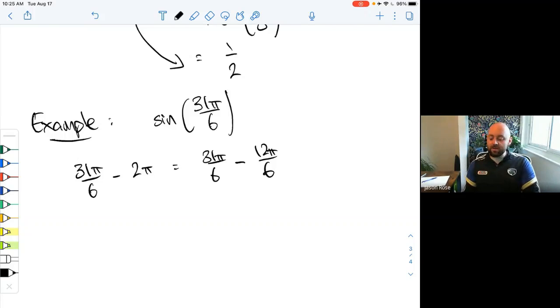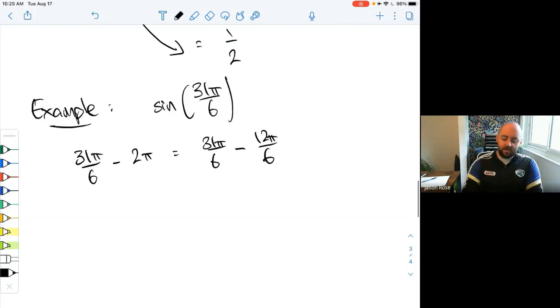So taking away 2 pi is the same as taking away 12 pi over 6. And what is 31 pi over 6 minus 12 pi over 6? That's 19 pi over 6. So in seeing that, that's not good enough, because I don't recognize 19 pi over 6 as radians that are inside that range of 0 to 2 pi. So I have to do it again.